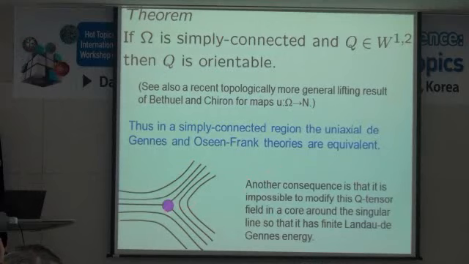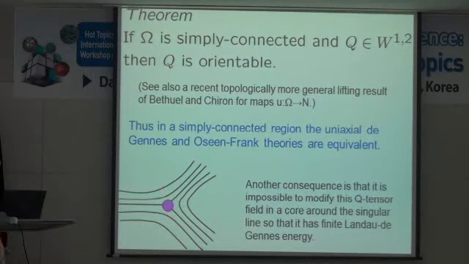Okay. So here's an interesting consequence. Take an index 1/2 singularity and ask whether you can modify the Q tensor in a core around the line defect so that it has finite Landau-de Gennes energy and stays in the constrained theory. This is telling you you can't do it, because if you could, the region would be simply connected, therefore orientable, but the argument I gave about non-orientability works outside this core. So this kind of index 1/2 singularity is topologically much more difficult to destroy, at least in this kind of theory.